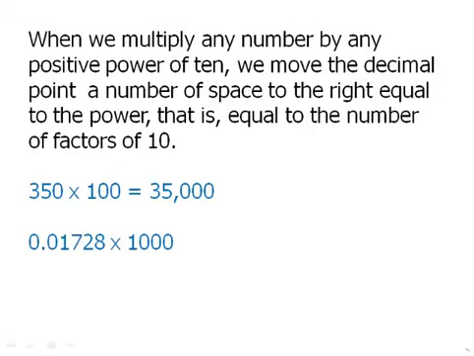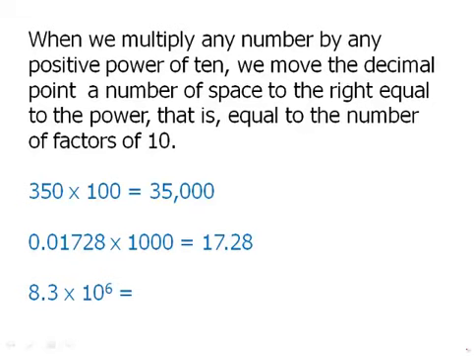0.01728 times 1,000. Of course, 1,000 is 10 to the third. There are 3 factors of 10, so multiplying by 1,000 will move the decimal place 3 places to the right. It will wind up between the 7 and the 2, 17.28.